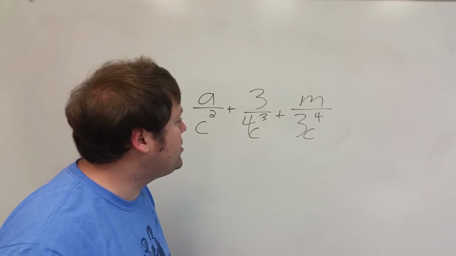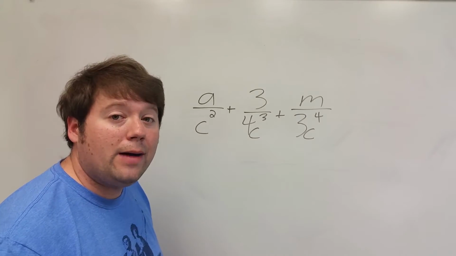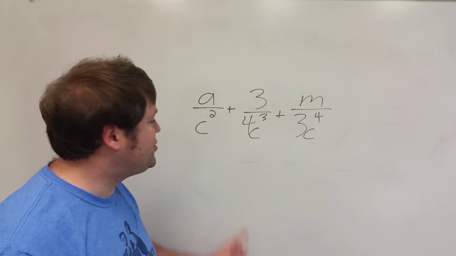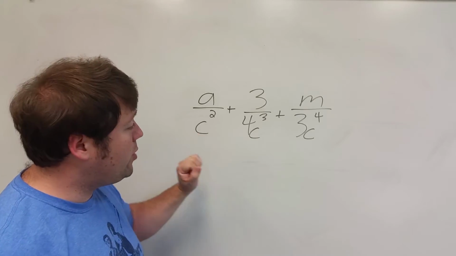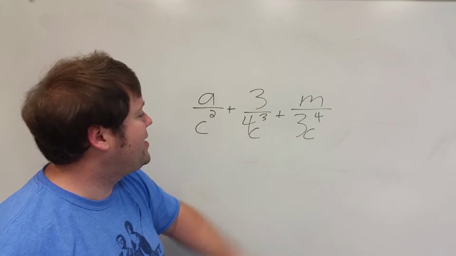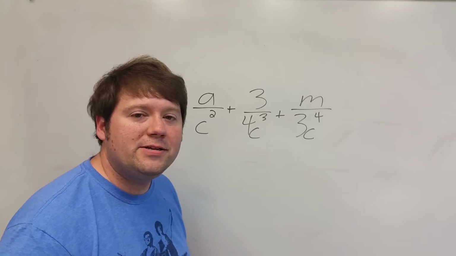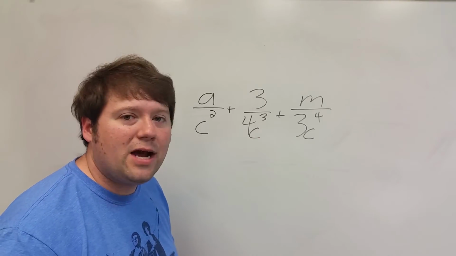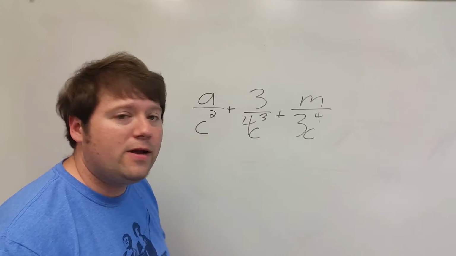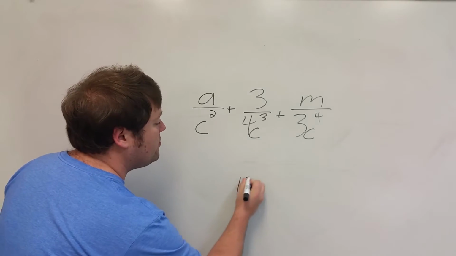We've got different denominators. What we need to do is find our common denominator. So start with the coefficients. This one doesn't have one, so we're not worried about it. Then we've got 4 and 3. We've already said today that when we have 4 and 3, our least common multiple, in this case our least common denominator, is going to be 12.